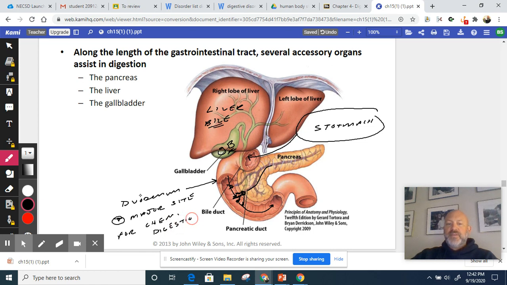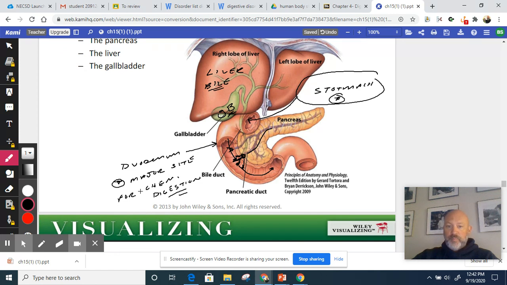Chemical digestion begins in the mouth with the amylase that's in the saliva breaking down carbohydrates. It continues in the stomach with pepsin and lipase breaking down proteins and fats. But the pancreas contributes many, many different types of enzymes that break down pretty much everything. So this is a big site. Most of the chemical digestion of the food occurs in this little stretch of the small intestines called the duodenum.